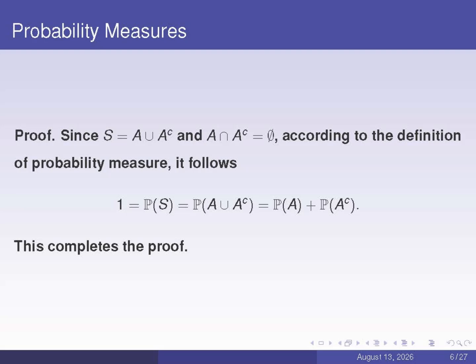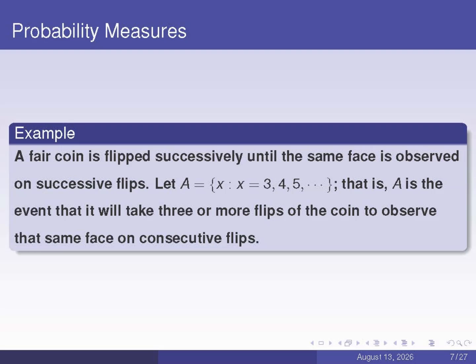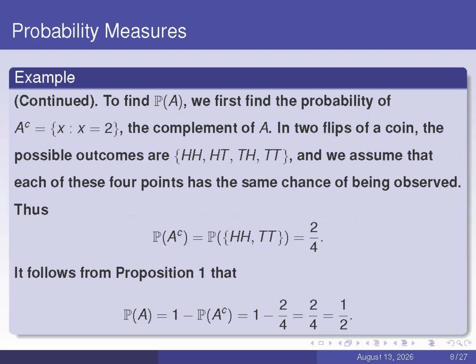This completes the proof. This experiment consists of flipping a fair coin successively until the same face is observed on 2 consecutive flips. Let A equal 3, 4, 5, and so on to infinity. Then, set A represents the event that it will take 3 or more flips of the coin to observe the same face on consecutive flips. We aim to calculate the probability of event A described on the previous page.